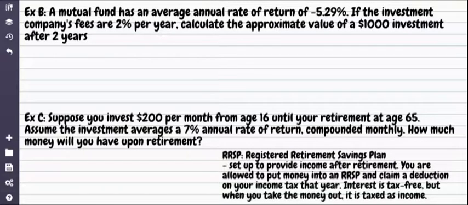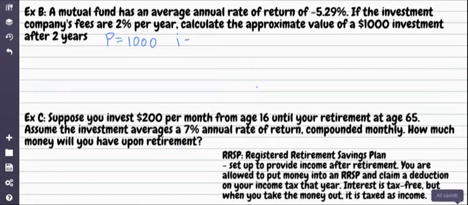Now, even if they are losing money, they're still going to charge you a fee. So you just have to be aware of that, right? They're not going to just be like, oh, we lost money, so we will do it for free for you. That's not how it works, okay? So again, my P is 1,000.